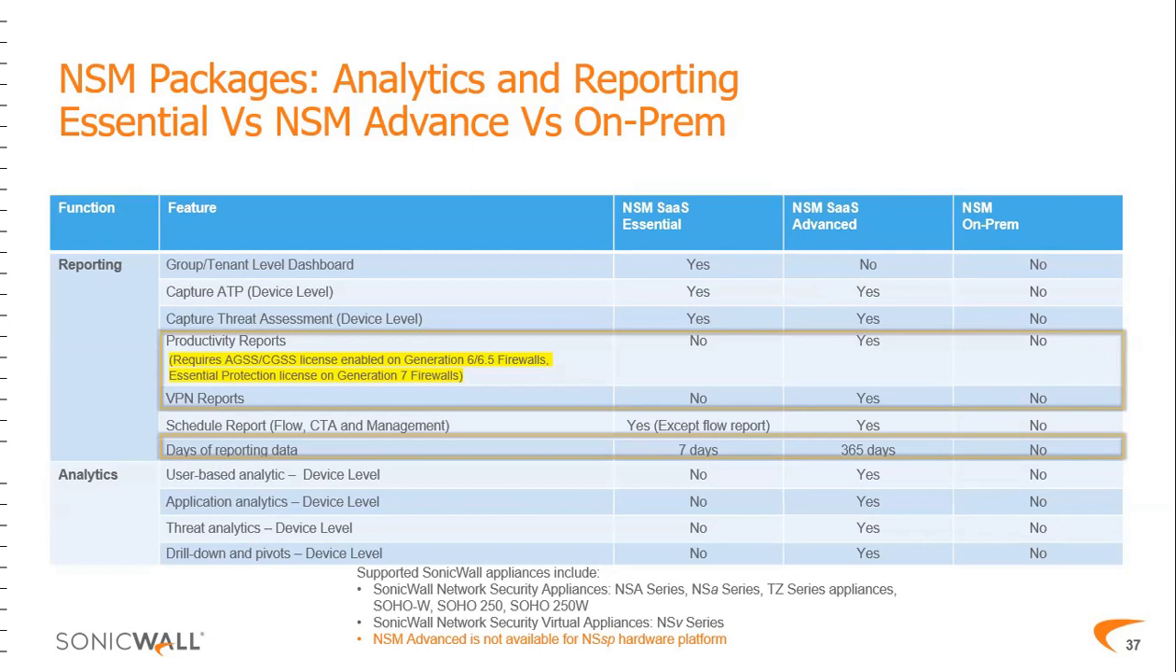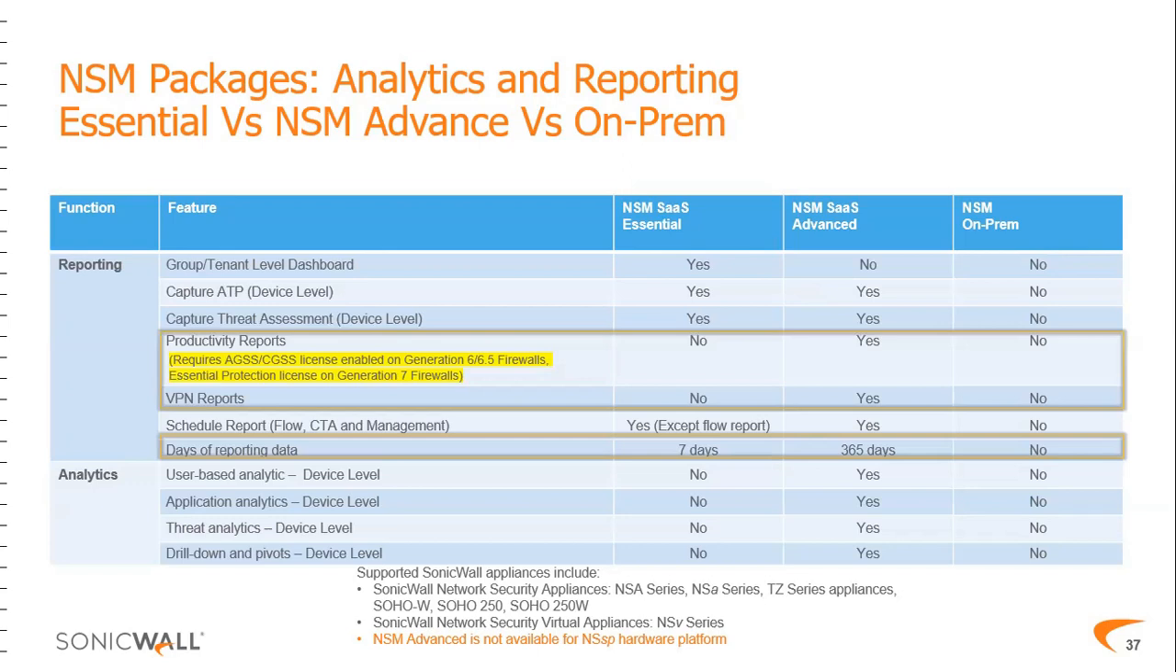And for the Gen 7 firewall, you will require an essential protection license. So for the productivity report, the NSM Essential and the NSM On-Prem do not provide this function, as well as the VPN report. So these two reports are only provided in the NSM Advanced License.